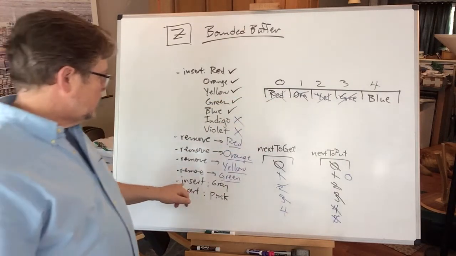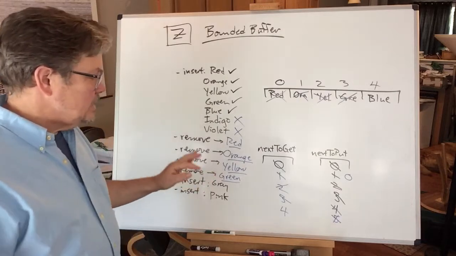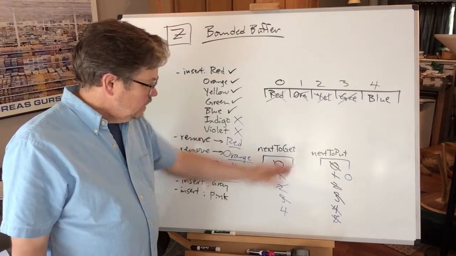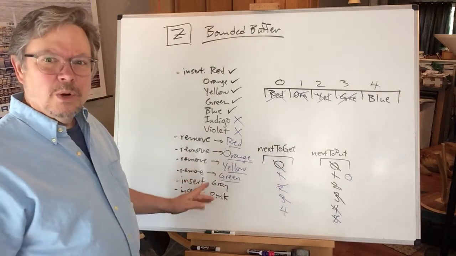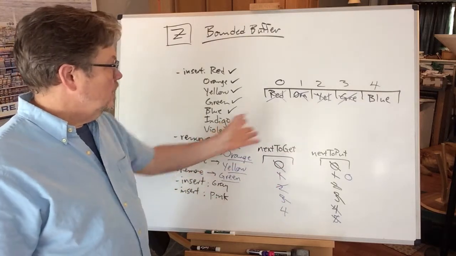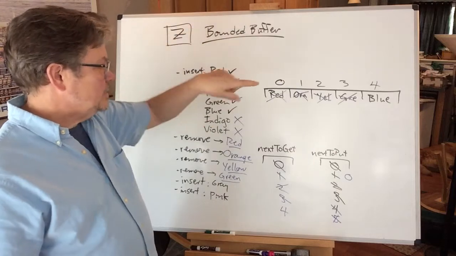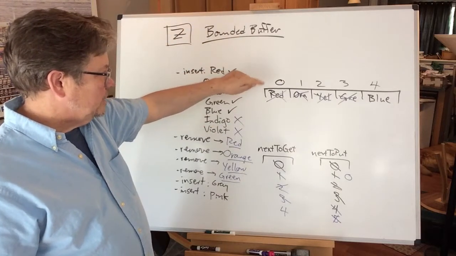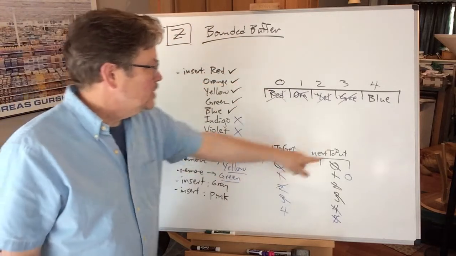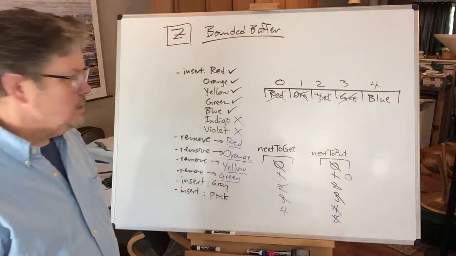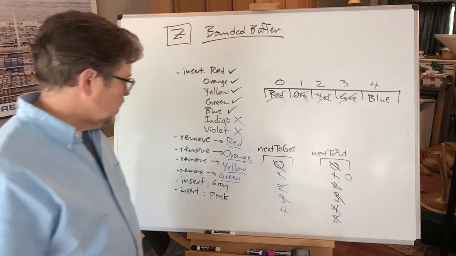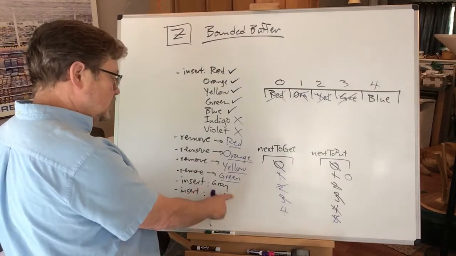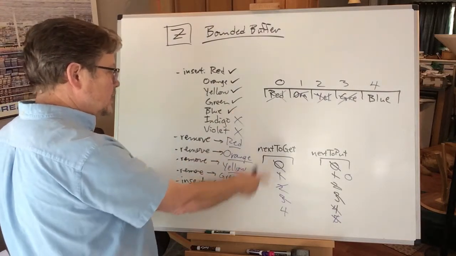Now I can insert. And my test, tentatively my test is, if those two things are equal to each other, then what? There wasn't any room? Isn't that what we looked at before? When next to get wrapped around and was equal to next to put, then the buffer was full. So when they were both 0, the buffer was full and I couldn't do anything. So insert gray. Now there is place to put something.